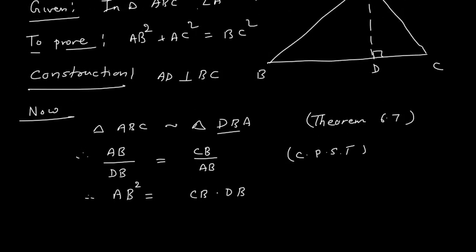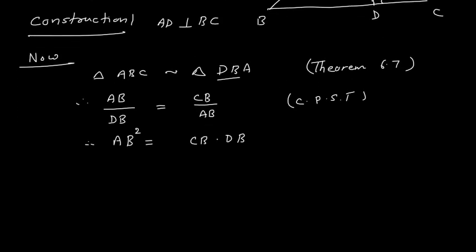CB or BC, we can say that BC into DB. Okay, so afterwards we will see all these wordings. This is equation 1. Also we can say that triangle ABC is similar to triangle DAC. Again theorem 6.7.